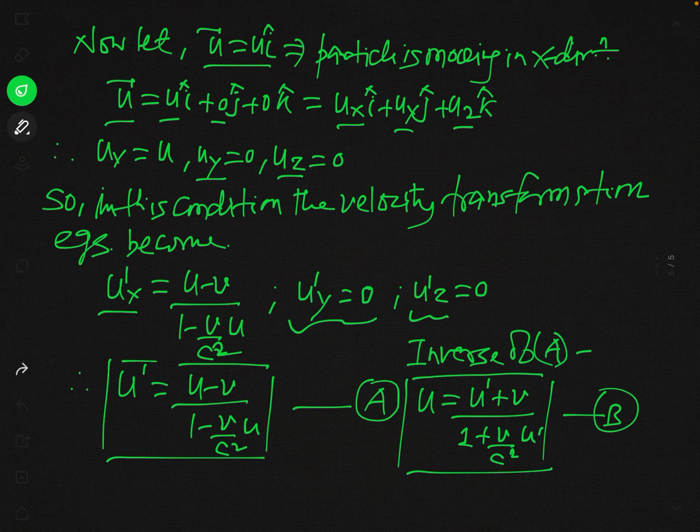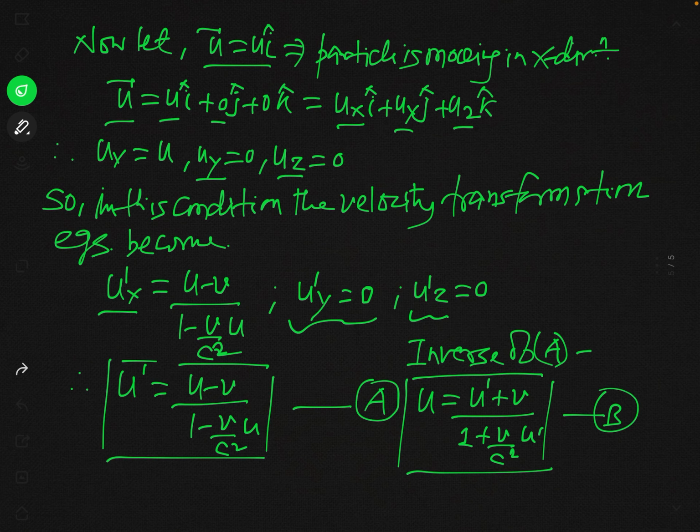And you can see, in accordance with equation B, if we know the velocity of a particle with respect to the moving inertial frame S prime, which is u prime, then this equation B enables us to find the velocity of the same particle with respect to the stationary inertial frame S, and that velocity is u. So if we know u prime, we can find u, and if we know u, we can find u prime. So these are the velocity transformation equations. These two results are also known as the relativistic velocity addition theorem.